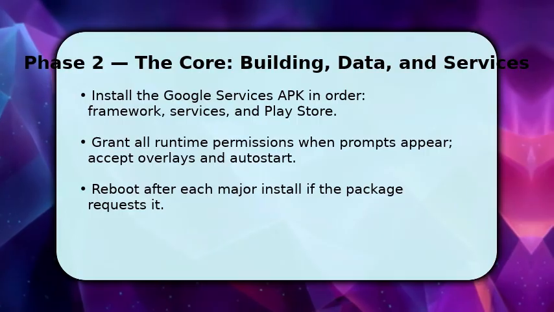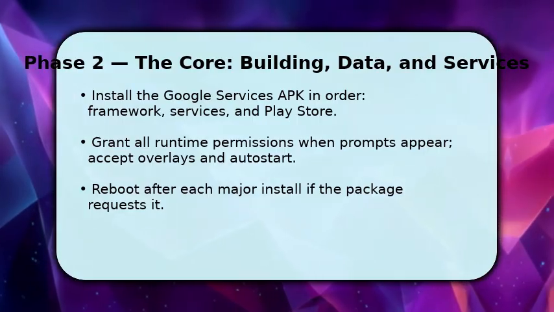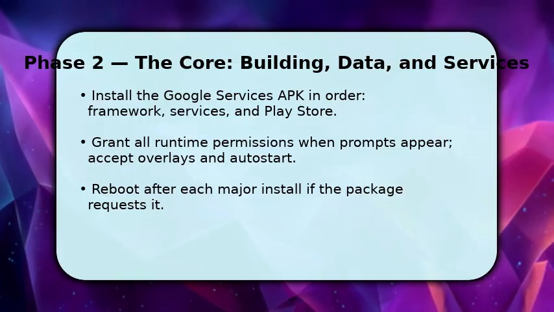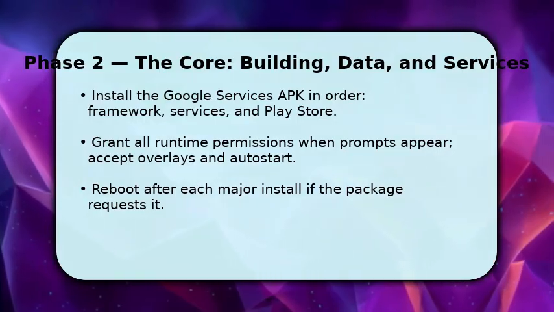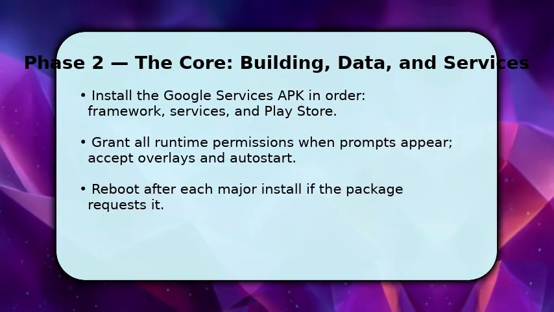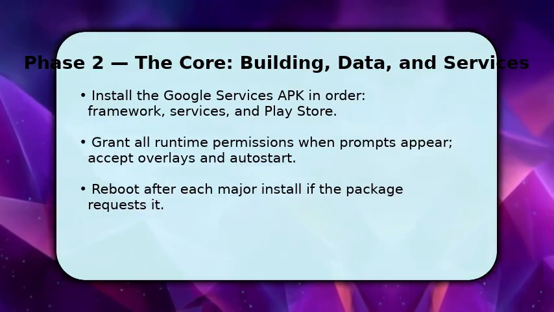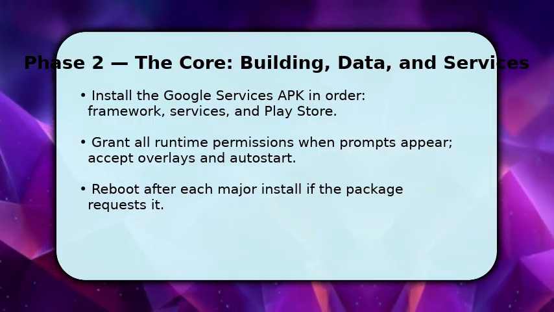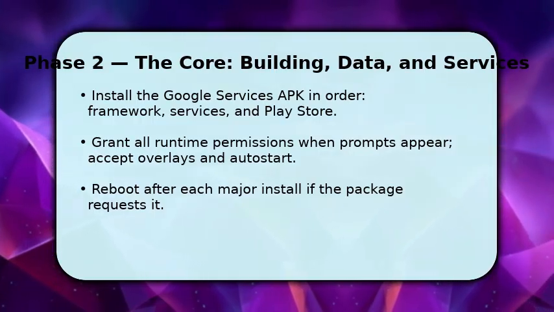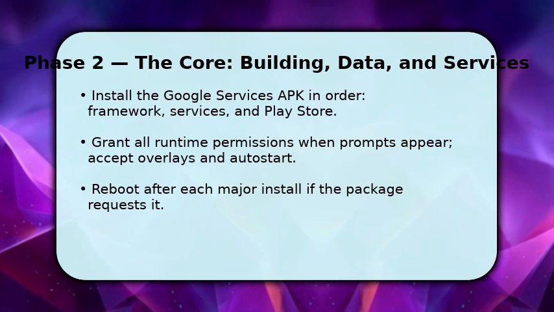When each installer prompts, grant runtime permissions, allow overlays if asked, and enable auto start so services can run in the background. If an installer recommends a reboot, perform it. This ensures system components register correctly. Once those three are installed, give the phone a full restart and prepare to sign into your Google account.